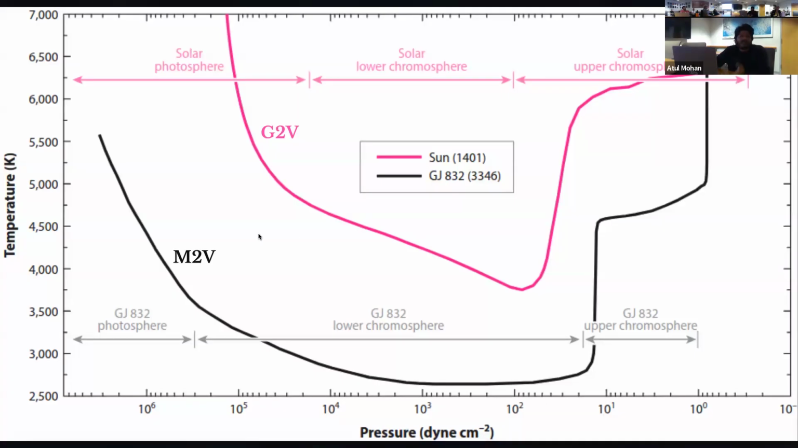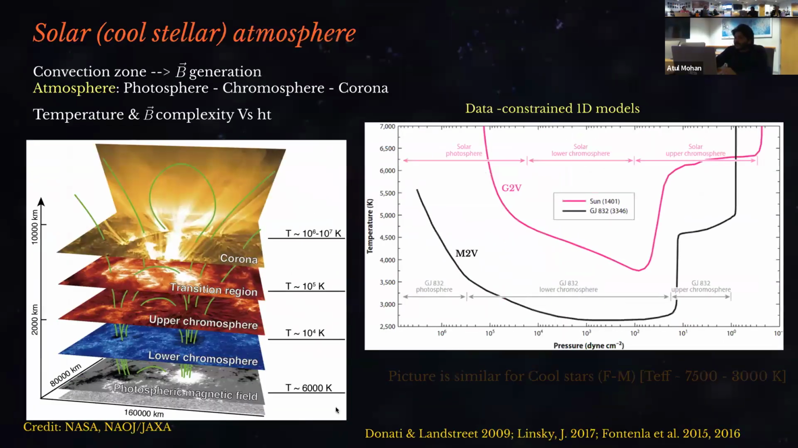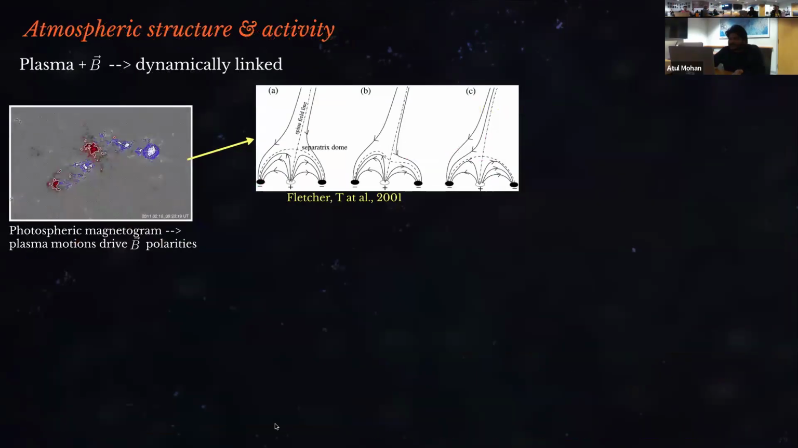Now, when you look at even the M dwarfs, we can see a similar trend. Across cool dwarfs, there is a similar atmospheric heating trend, and we have observations from the sun in a spatially resolved manner, and we have been exploring it for several decades. So the takeaway is that the picture of enhanced activity and increasing atmospheric heating as you go up in atmospheric height is similar across the cool stars.